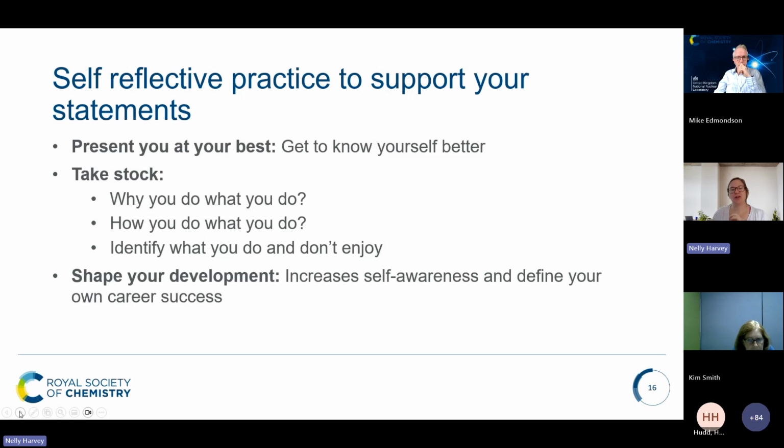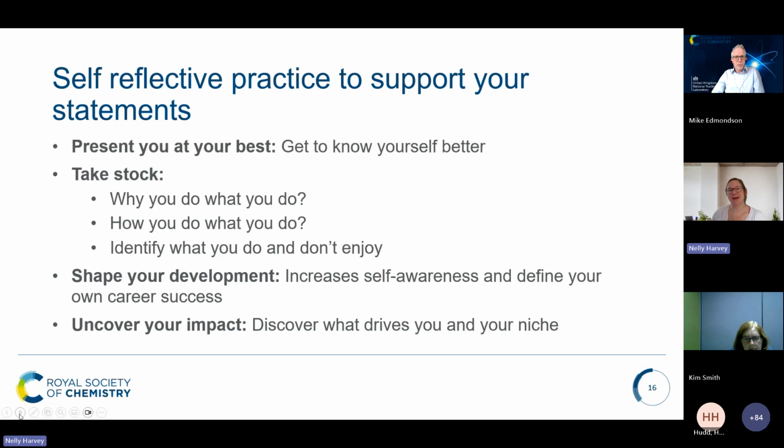Through the self-reflection, you will begin or enhance your own development through increasing your self-awareness, and that, as our colleagues in our careers team tell us, is linked to your own career success as you go on. And then last but not least, we really want to understand your impact. So when you are undertaking this self-reflective practice by yourself or with your mentor, really think about the impacts.